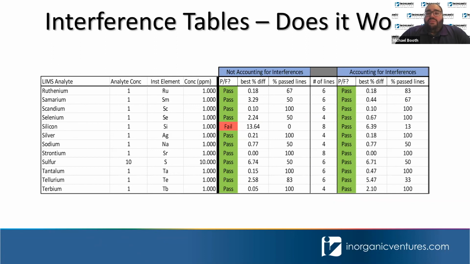But something to keep in mind too is comparing the percentage of passed lines when accounting for interferences and not accounting for interferences. Overall, you see a trend that more lines are passing when you account for these interferences. And we only have one example where they decreased, and that is tellurium. Tellurium is a special case. Judging by the fact that it was supposed to be 1 ppm and we don't know what the dilution factor was on this, it's probably based on concentration. Tellurium is not a very intense spectra. So my guess would be it's something we would want to look at, but it's probably based around concentration.